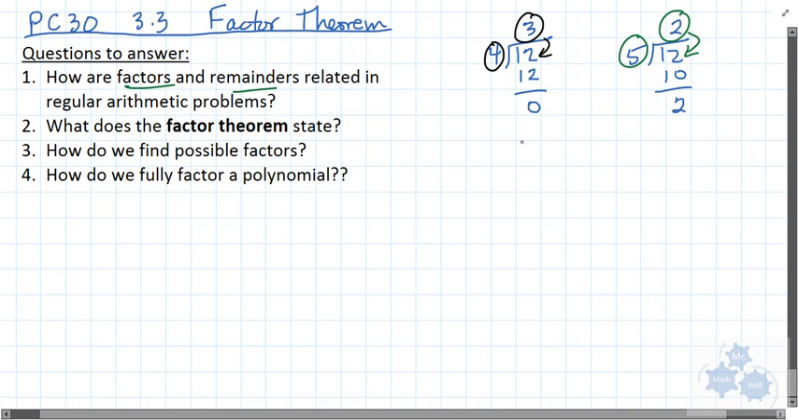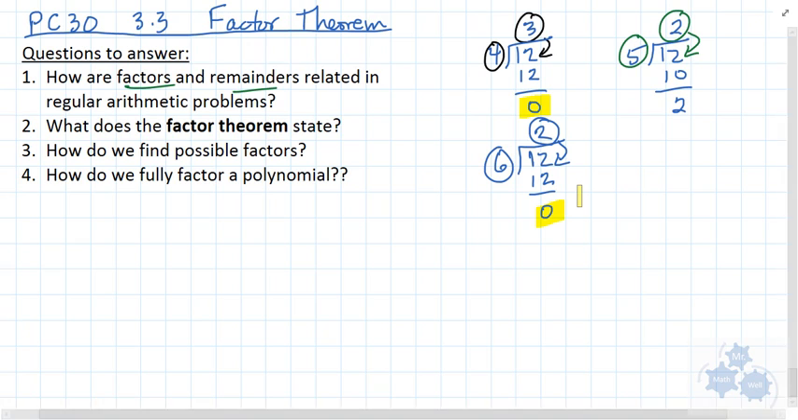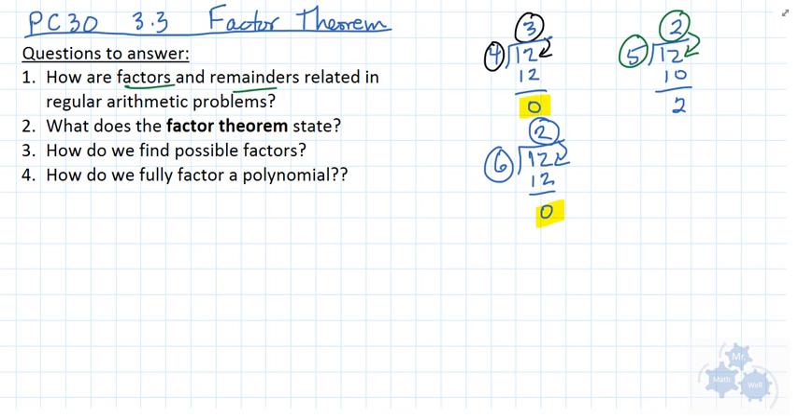Well, if we were to do this one more time, and I'll just do it quickly, let's say 12 divided by 6. Well, 6 goes into 12 2 times, and it actually goes in exactly 2 times. So we know that 6 and 2 are factors of 12. What you should be noticing is that when you do division, a dividend divided by a divisor, that divisor is a factor when the remainder after that division is 0.